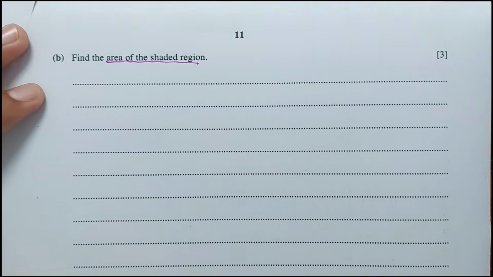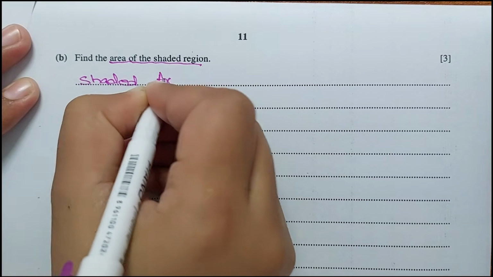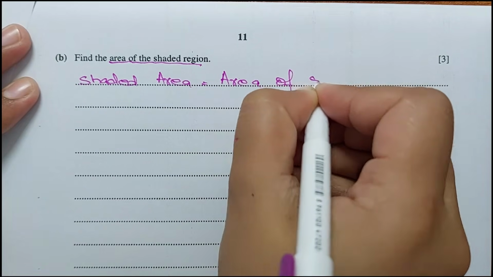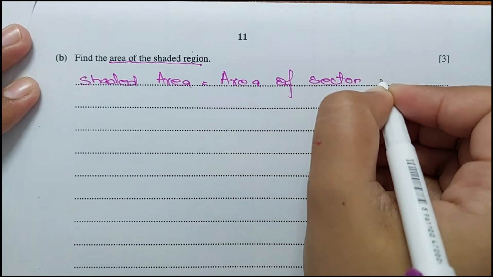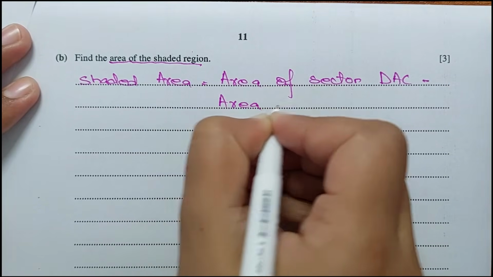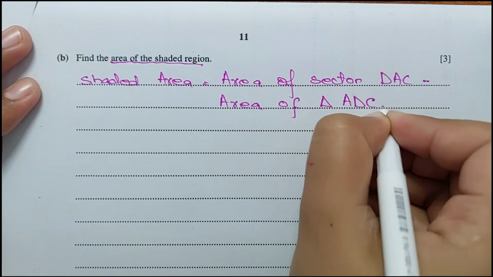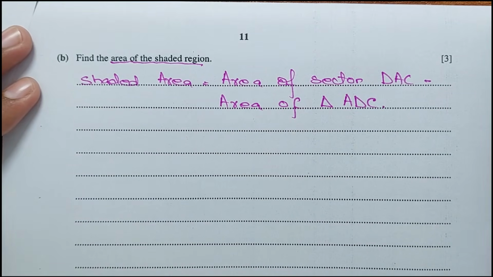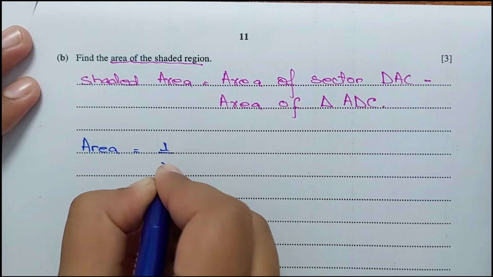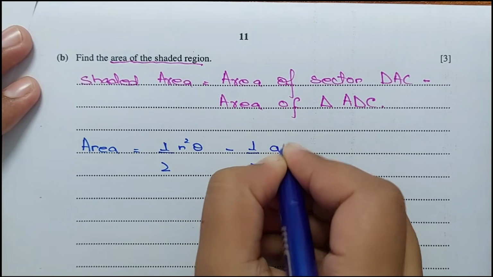So we can say the shaded area is the area of sector DAC minus the area of triangle ADC. Right. Let me work on it. So the shaded area becomes: the area of a sector has the formula half radius squared theta, and the area of a triangle is half ab sine C.